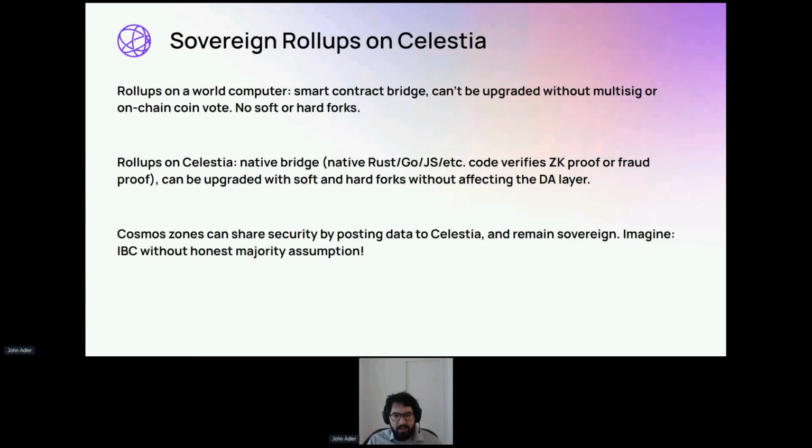And this is fundamentally what all layer 1 blockchains give you, and this is what Cosmos zones give you. Right? The reason Cosmos zones are sovereign is because you can hard fork them without having to hard fork every other zone simultaneously, because they're not in a world computer model. But if you took a Cosmos zone and posted its data on top of Celestia, you could get shared security. So this is what you get, the good thing you get out of sharding, but without all the complexity of sharding, and these zones will still remain sovereign, because there would be a rollup on top of Celestia. And this gives you certain things like IBC without an honest majority assumption, which is very powerful.